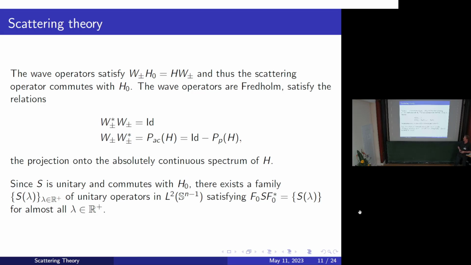Right, and I realize that I've not written what S is. We can define an operator called the scattering operator. I'll just put it here. S is W plus adjoint times W minus. This operator is meant to take in a free state before the interaction and spit out a free state after the interaction. Based on the intertwining relation, this scattering operator is unitary and commutes with our free Hamiltonian, the Laplacian. This means that in the spectral representation, we get a family of unitary operators, indexed by the spectral parameter, that act on the sphere.